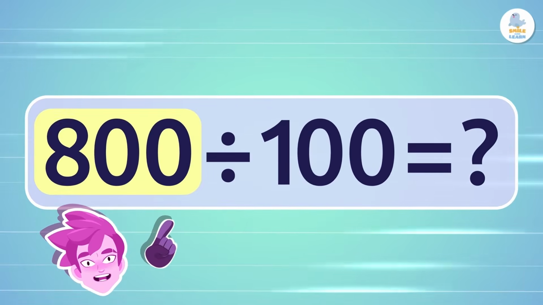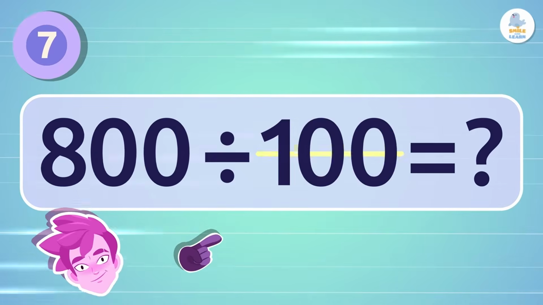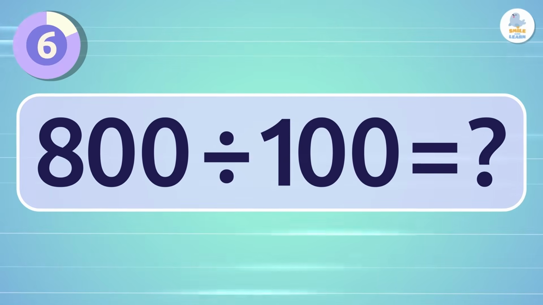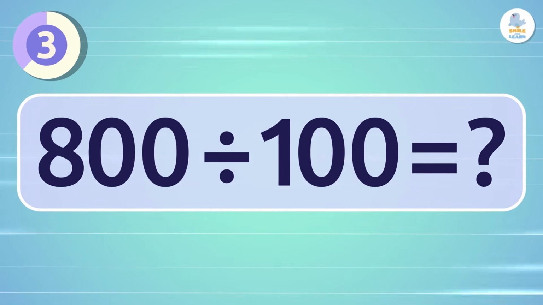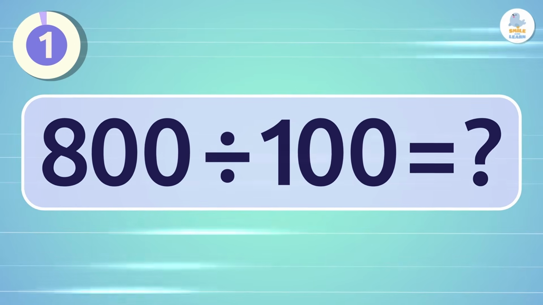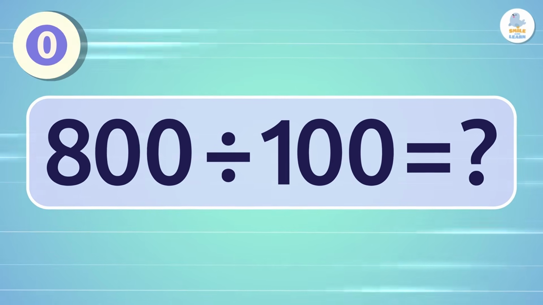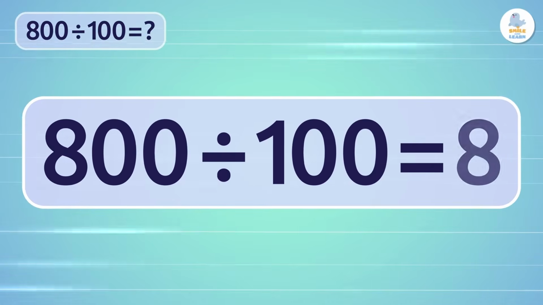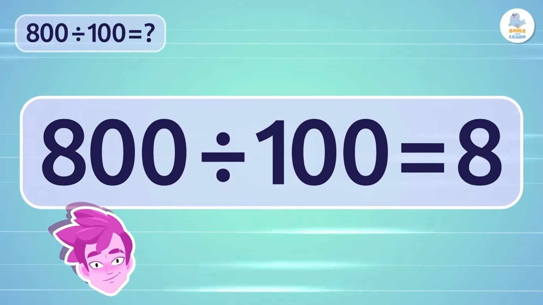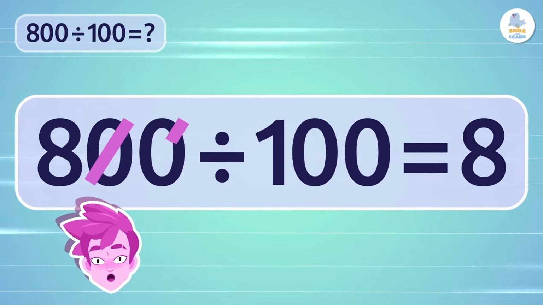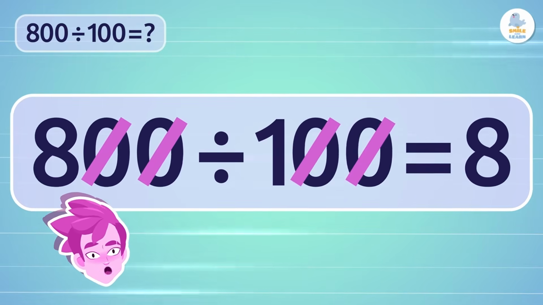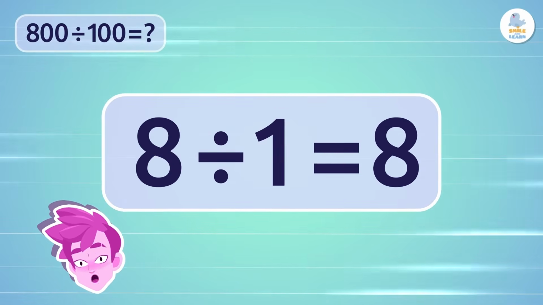What is 800 divided by 100? Exactly, it's 8. As we have seen before, first, we remove the 2 zeros in each number, and then we divide 8 by 1, which is 8.